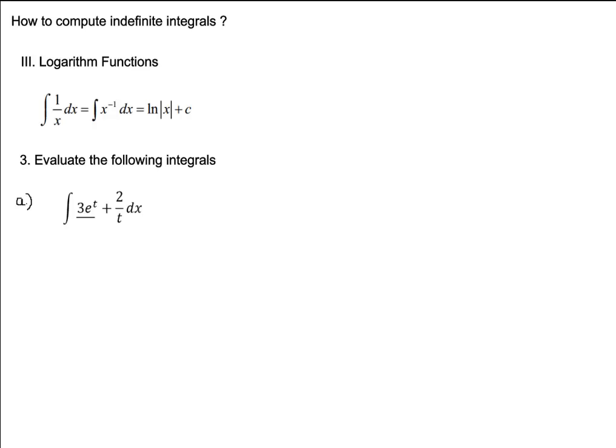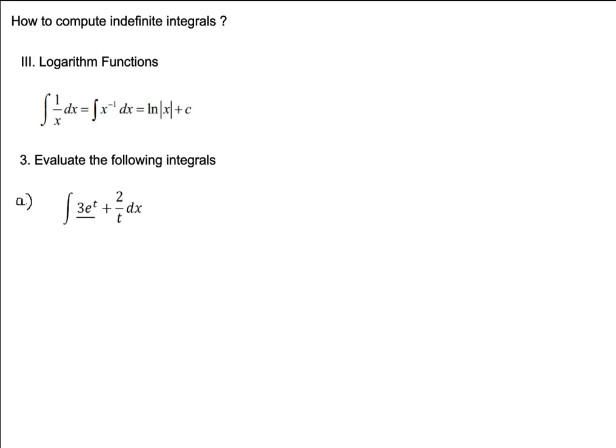This is the continuation on how we actually compute for indefinite integral. And the following examples involve logarithm function. From the formula, the integral of 1 over x dx, which is also equivalent to the integral of x raised to negative 1 dx, is equal to ln of the absolute value of x plus c. Okay, let us evaluate the following integral.